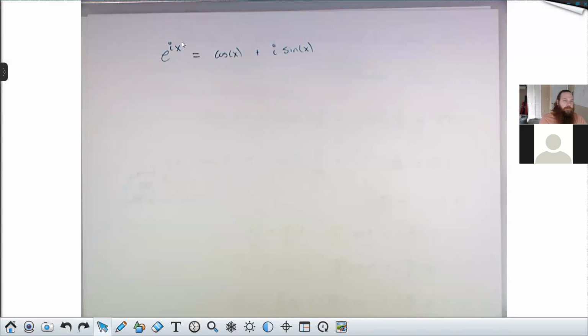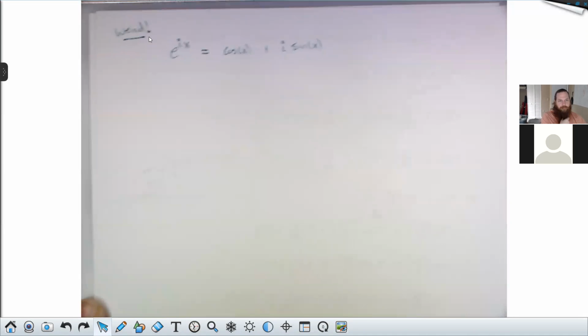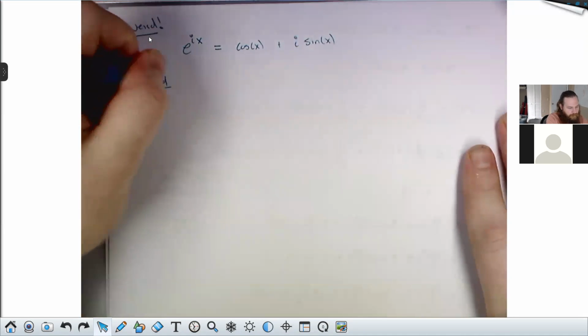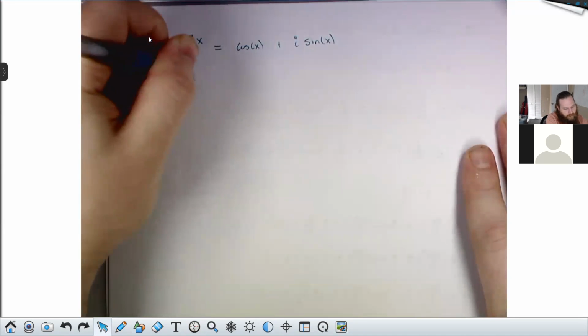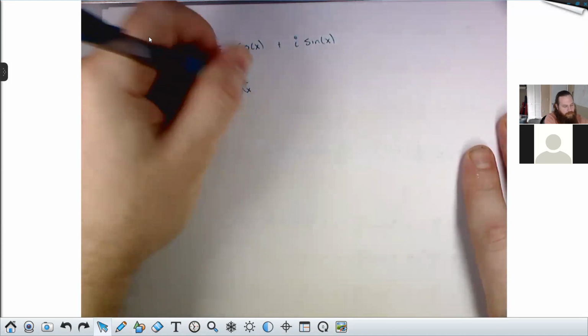This is weird. Who knows what it means to take a number like e and raise it to i times some other number. This is very strange. It has a bunch of funny consequences. But now that we have the chain rule, I can show you what I was talking about.